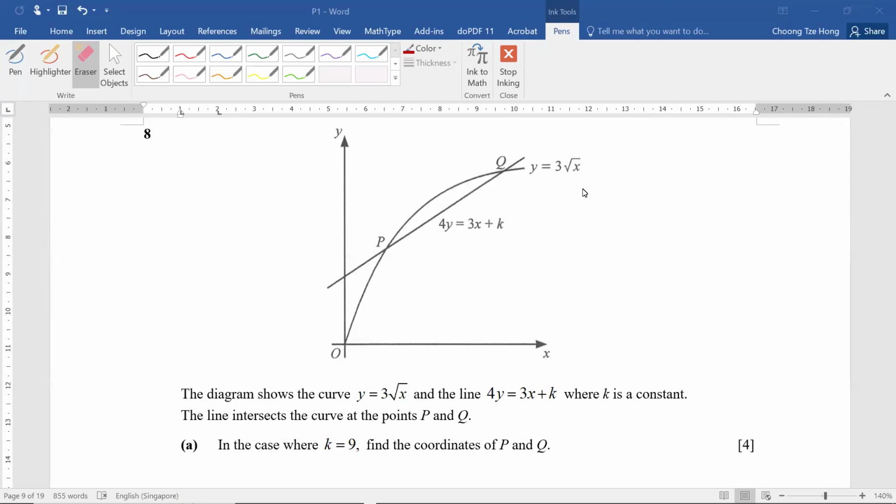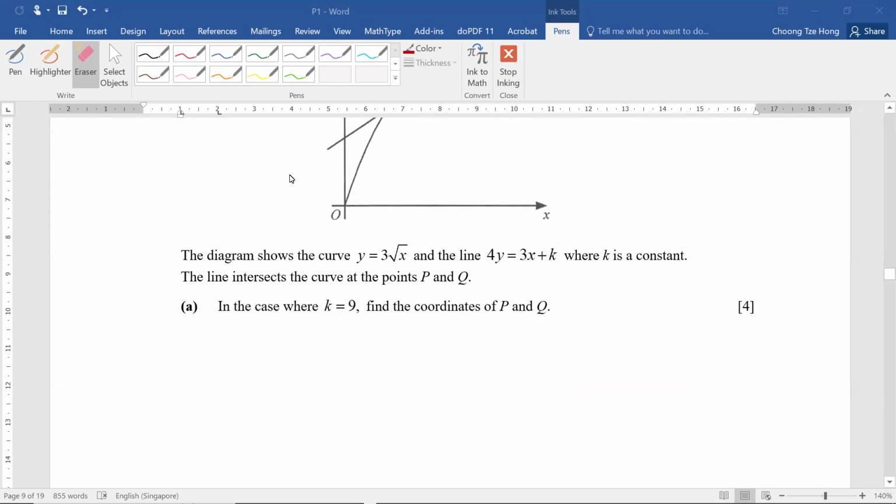Whenever we have a question that requires us to find the points of intersection between a line and a curve, what we need to do is solve the two equations simultaneously, and then we should be able to find the coordinates of the intersection points. So that's what we're going to do for this question.